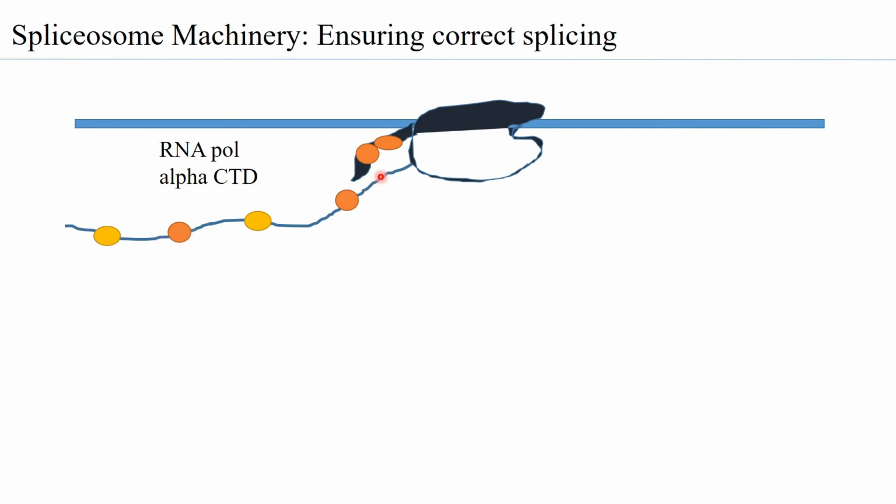As soon as the 3' splice site is formed, the U2AF, that is the U2 auxiliary factor, comes and binds to the polypyrimidine tract at the 3' splice site, while the U1 snRNP binds to the 5' splice site. So this transfer of the spliceosome proteins from the alpha CTD to the RNA transcript as the transcript is being formed ensures that the 5' splice site and the 3' splice site of the introns are marked by the spliceosome machinery.